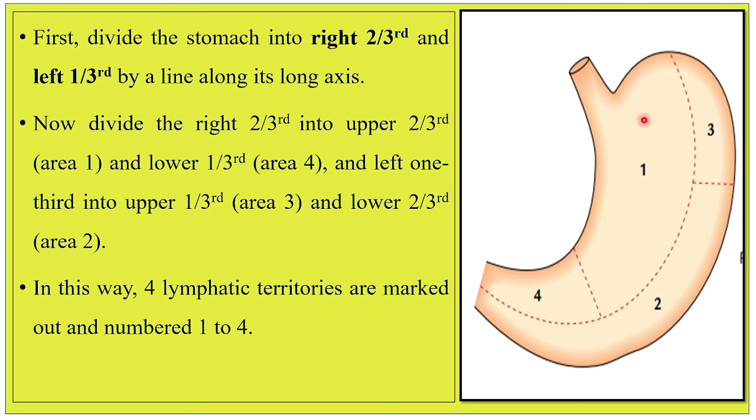So we'll be having the right 2/3 as well as the left 1/3. The right 2/3 will be divided into upper 2/3 and lower 1/3, and the left 1/3 is divided into upper 1/3, that's the area 3, and lower 2/3, that's the area 2.